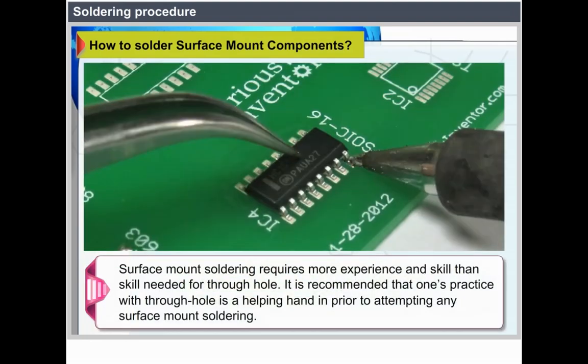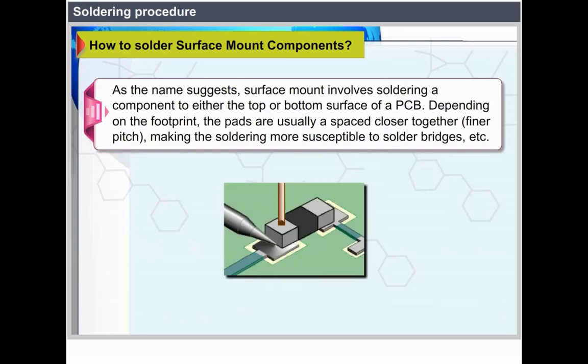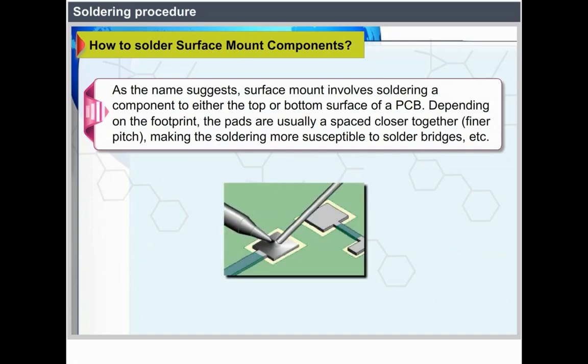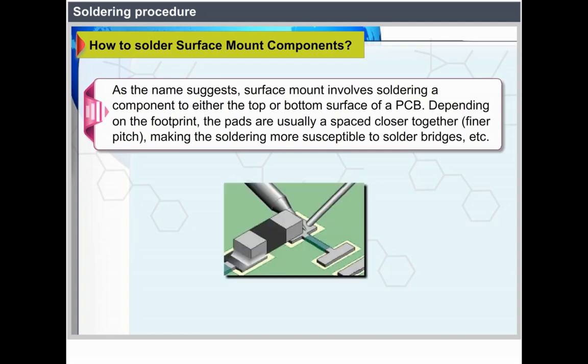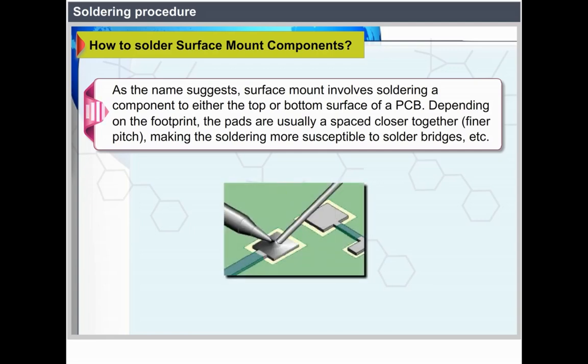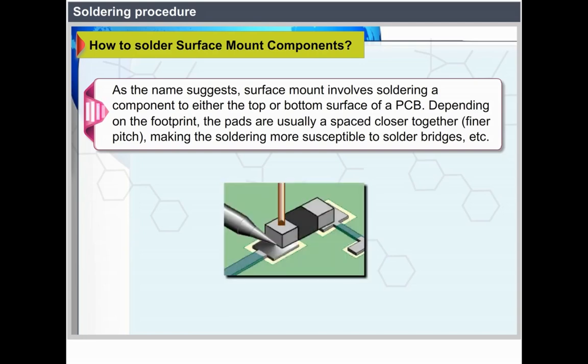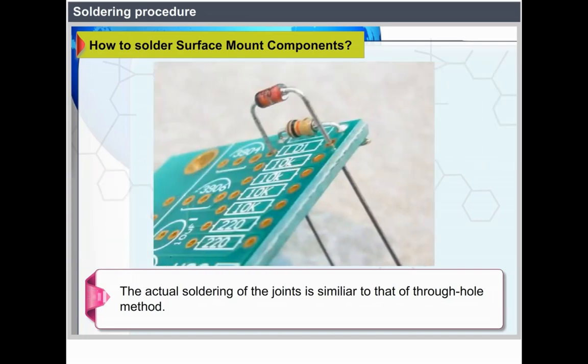Surface mount soldering requires more experience and skill than through-hole. It is recommended that one practices with through-hole prior to attempting any surface mount soldering. As the name suggests, surface mount involves soldering a component to either the top or bottom surface of the PCB. Depending on the footprint, the pads are usually spaced closer together, finer pitch, making the soldering more susceptible to solder bridges, etc. The actual soldering of the joint is similar to that of the through-hole method.